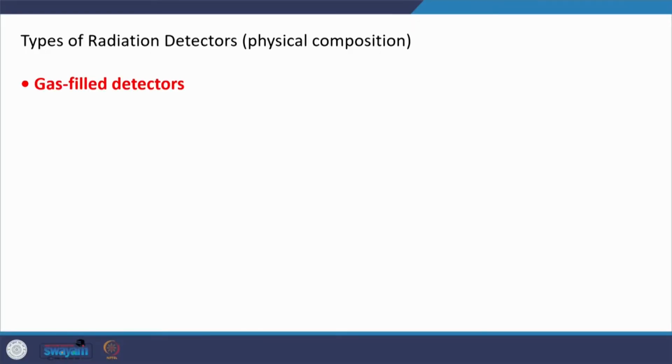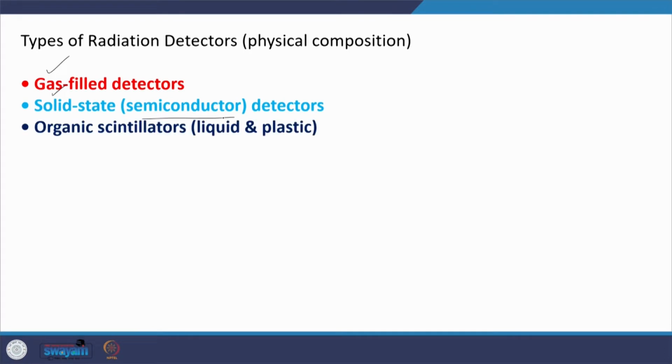How many types of radiation detectors are available in terms of physical composition? One can have gas as the detection medium, one can have a solid, for example a semiconductor detector, and then organic scintillators, either liquid or in plastic form, or inorganic scintillators. Of course, this also comes under the solid state. However, inorganic scintillators are separated from the solid state just to differentiate them from semiconductor detectors. Otherwise, inorganic scintillators are also solid materials. The detection medium is solid material.